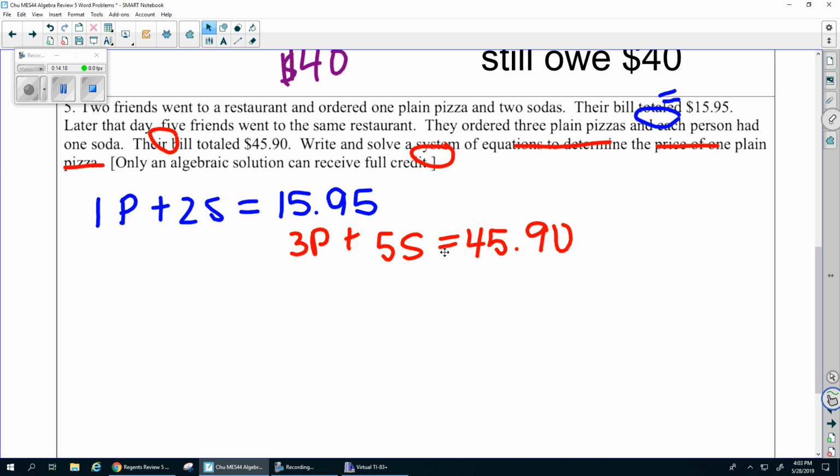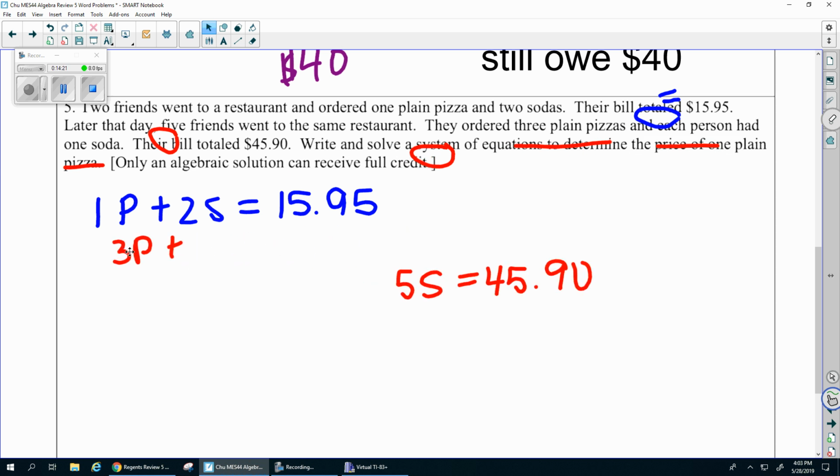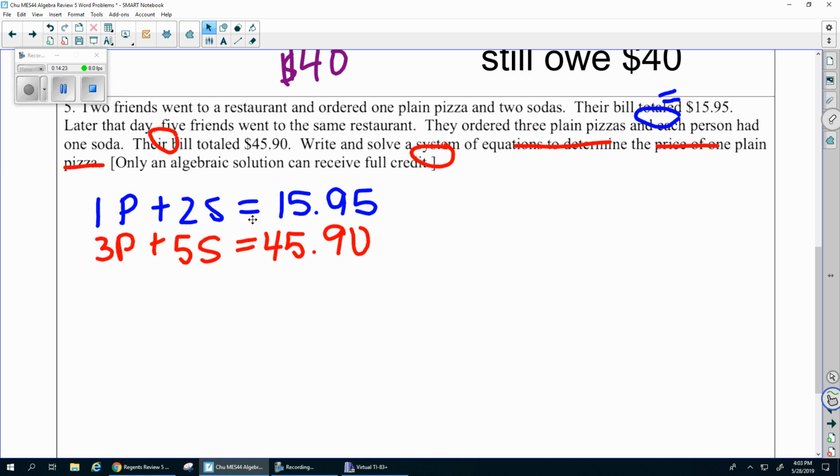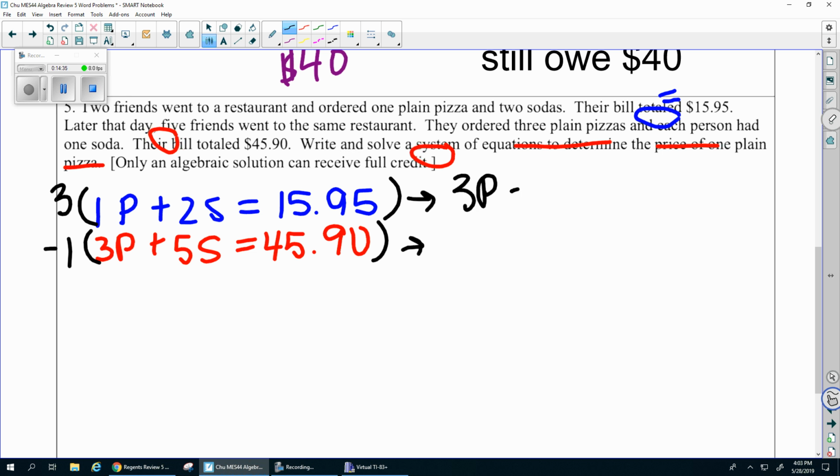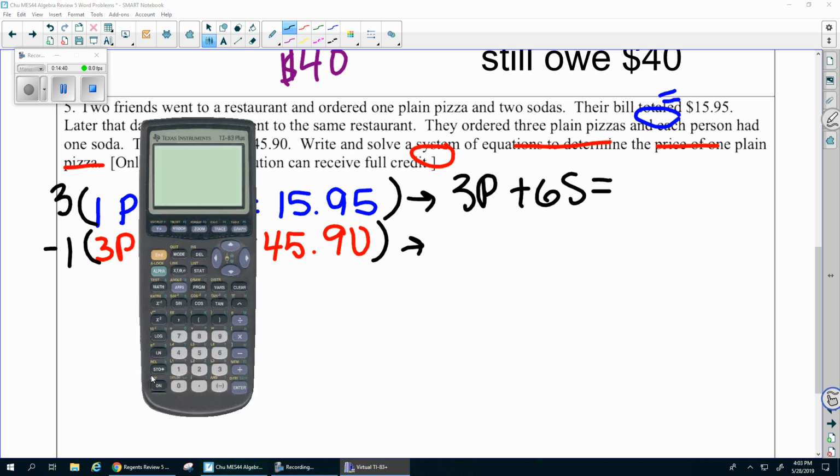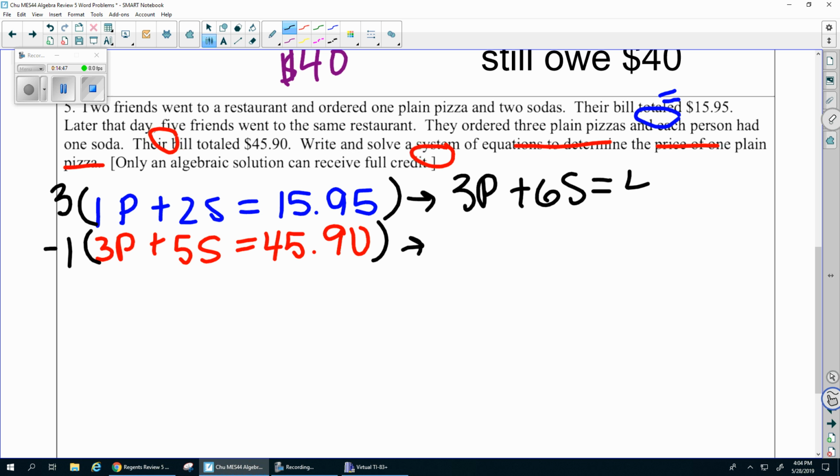Okay. So let me move this over. If I want to solve this, again, I need opposite coefficients. So what I'm going to do is multiply the top by 3, and I'll multiply the bottom by -1. I get 3p plus 6s equals $15.95 times 3, $47.85. I'll multiply everything on the bottom by -1.